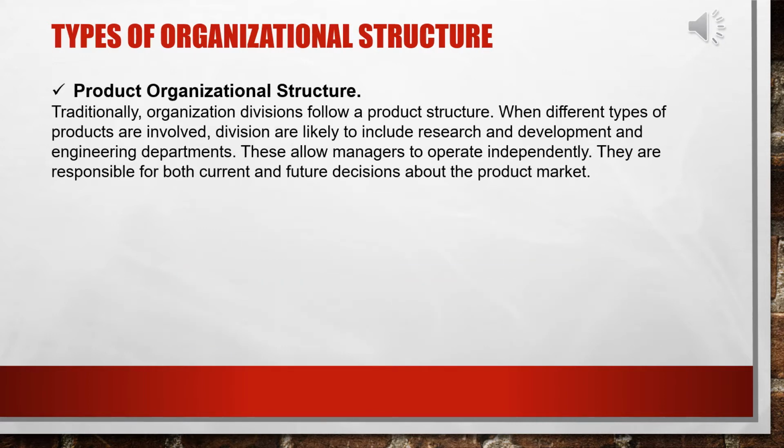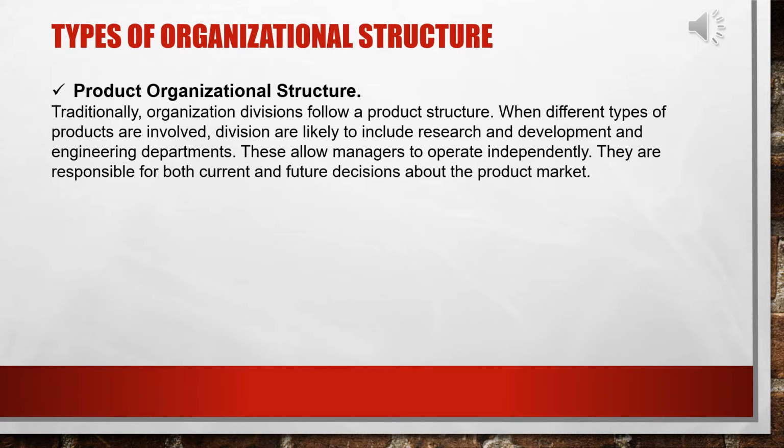Third is product organizational structure. Traditionally, organization division follow a product structure. When different types of products are involved, divisions are likely to include research and development and engineering departments. These allow managers to operate independently. They are responsible for both current and future decisions about the product market.